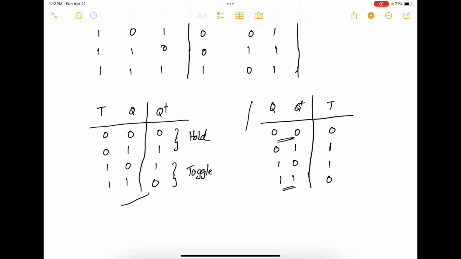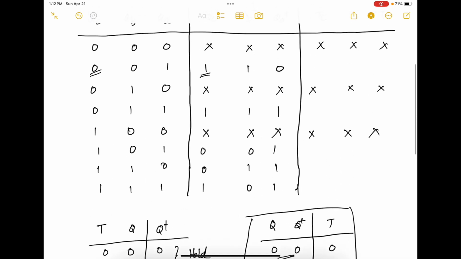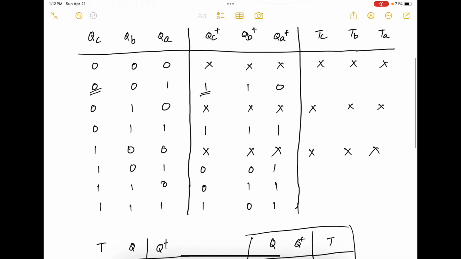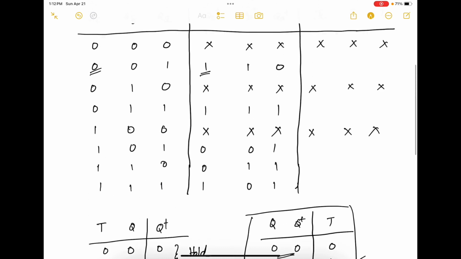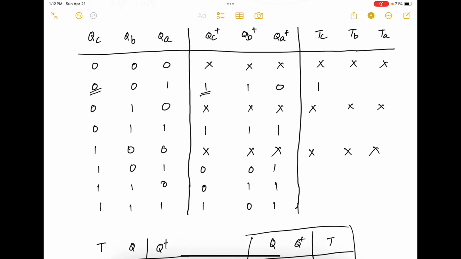Now, using this table, I'm going to fill in this table here. If QC is 0 and QC plus is 1, which is this one here, toggle should be 1. So TC is 1. Again, QB is 0 and QB plus is 1. Therefore, it's a toggle operation. And if QA is 1 and QA plus is 0, then it's another toggle operation.